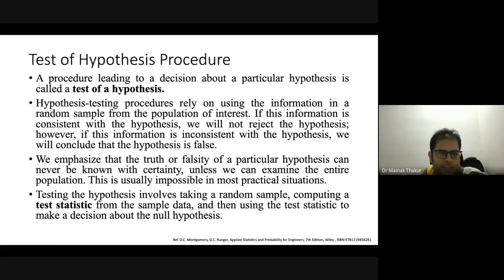We emphasize that the truth or falsity of a particular hypothesis can never be known with certainty. Whether the mean burning rate is 50 or not, we will never know, because it's a population. We are only collecting a sample, and the hypothesis that we are testing is fully based on the sample characteristics, right? Unless we can examine the entire population, which is usually impossible in most practical situations.